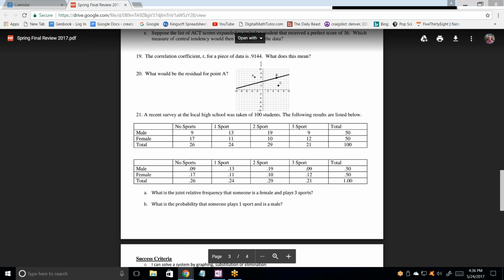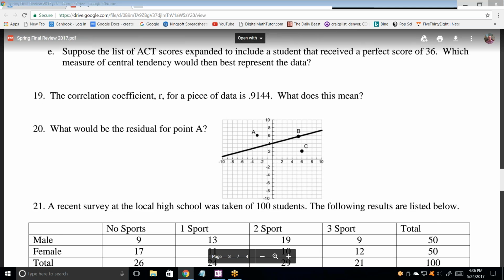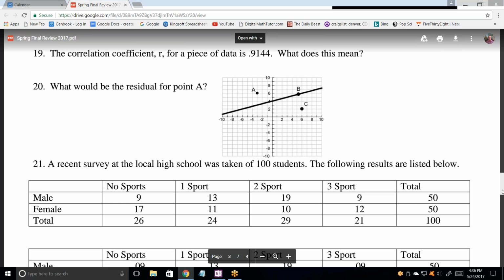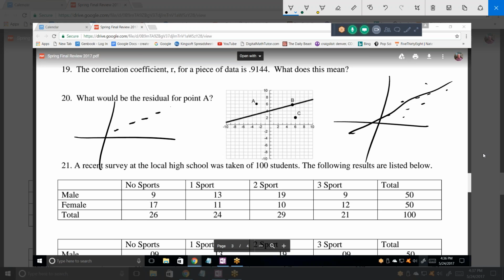What's the correlation coefficient mean? Isn't that where one of the points lies? It's a measurement of how well the data points fit the line. Oh, okay. In other words, let me draw an example. If I had a bunch of data points like this, I could draw a line through that. But if I had a bunch of data points like this, this is a much higher R than this is.